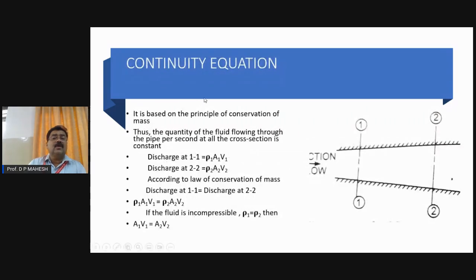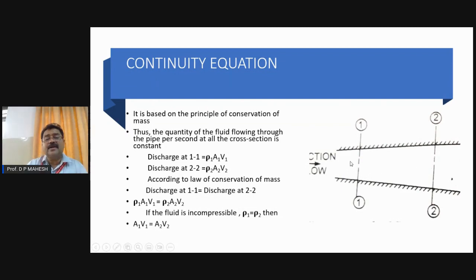Now, there is a popular equation in the fluid mechanics field, called the continuity equation. The continuity equation is based on the principle of conservation of mass. Look carefully at the pipe. This figure depicts the pipe. There are two sections, say 1-1 and 2-2. The pipe has a cross section which is not uniform. This is the direction of flow. The area of the pipe at 1-1 compared to the area at 2-2 will be very small. It has varying cross sections. From 1-1 to 2-2, the pipe cross section is not uniform.